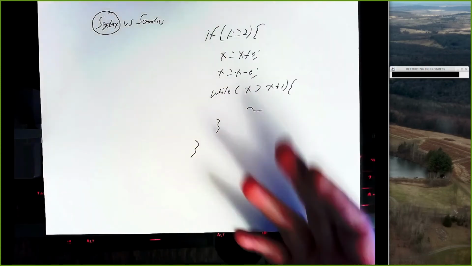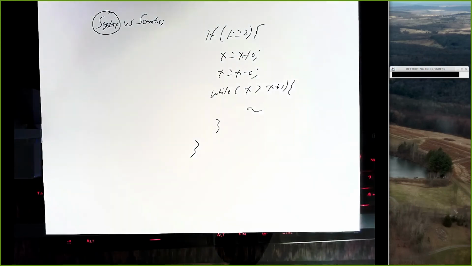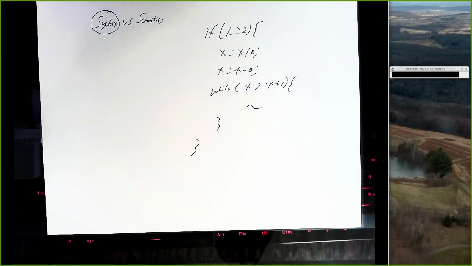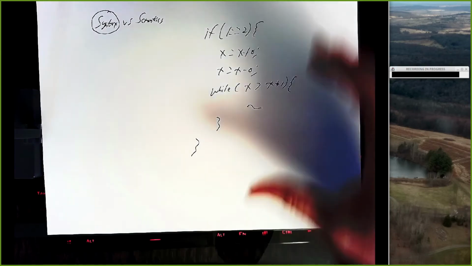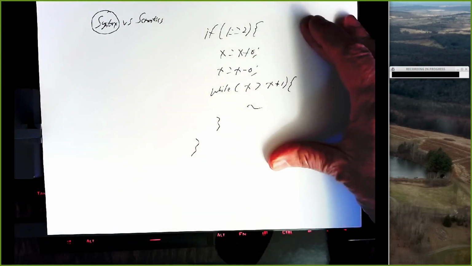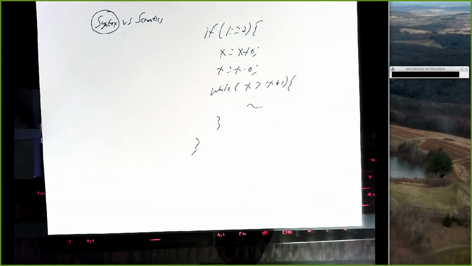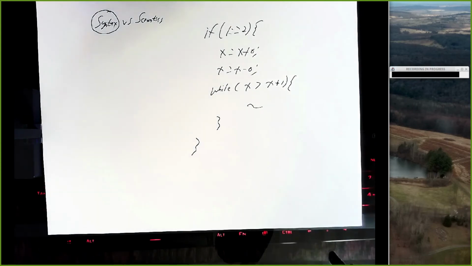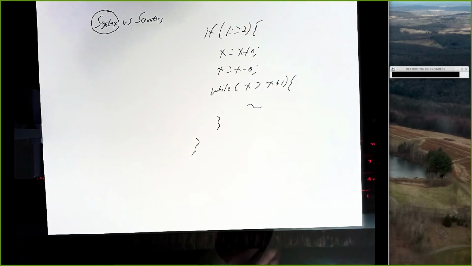Well, 1 is never equal to 2. Adding 0, subtracting 0 does nothing, and x is never bigger than x plus 1. So this whole thing is going to generate code where none of this is ever going to happen. It's ridiculous. But syntactically it's fine. And we're going to be studying syntax, not meaning, not semantics, but structure. And so we're going to think about formal languages.